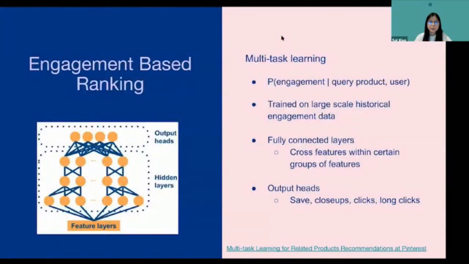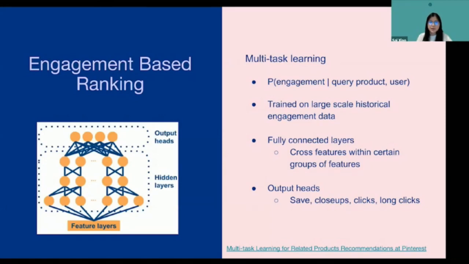At Pinterest, we first have an engagement-based ranker. Its objective is to optimize engagement, such that the products on the top are most relevant and engaging in the given context. There are different types of engagement. Close-up means tapping onto the pin to take a closer look. Save means saving the pin to a board. Click means clicking through the pin to visit the clicked website. They are all important engagement types to help us understand users' intention.